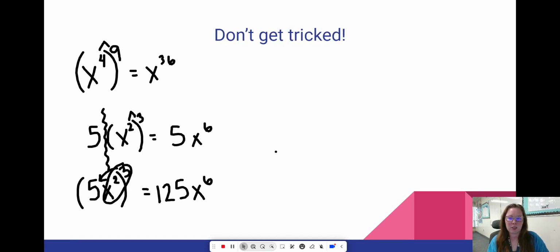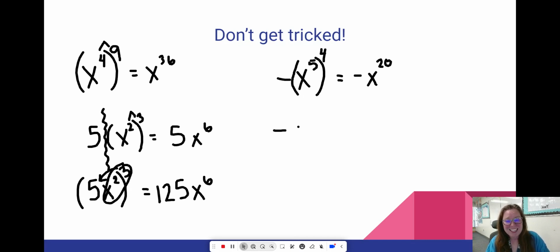Oh, here's another really good one. Negatives. So let's say we have something like this. Negative x to the 5th, all of this to the 4th. Okay? Well, this means the negative is outside, chilling by itself. Leave it alone. And then we just have 5 times 4 is 20, so x to the power of 20.